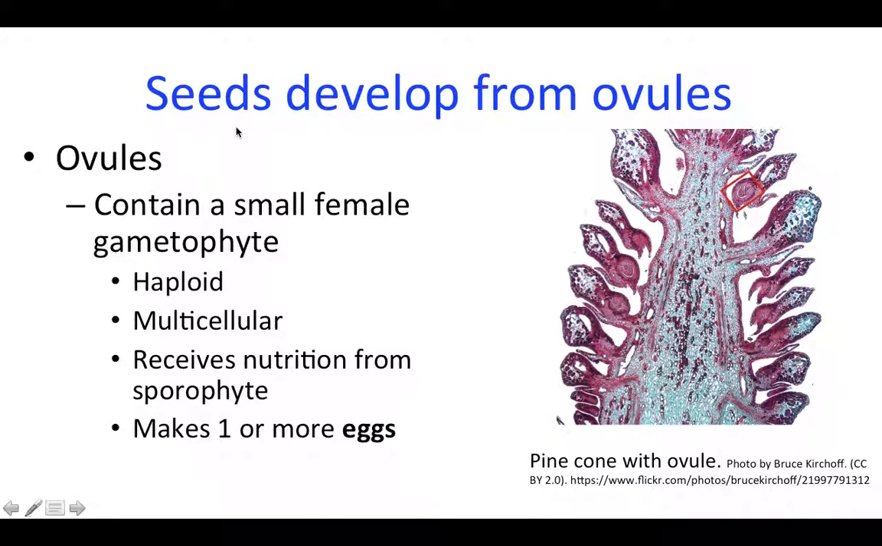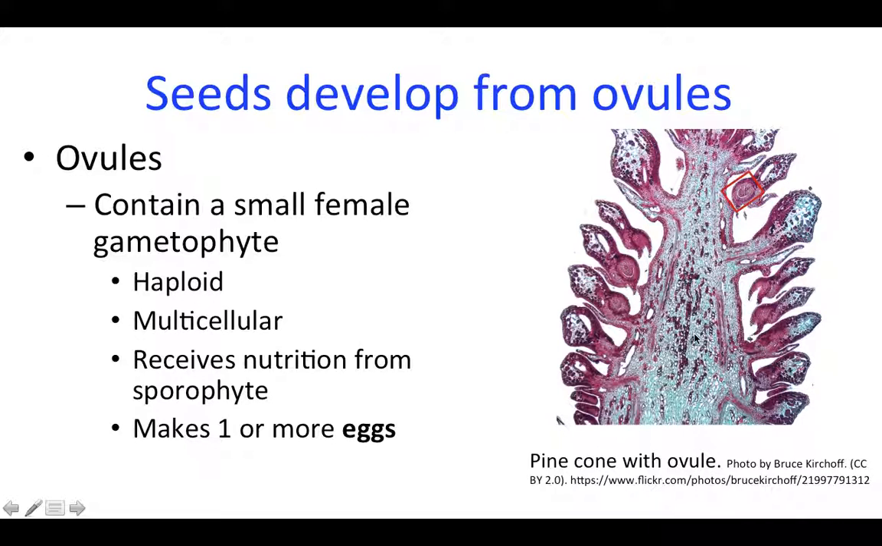So let's talk a little bit about what seeds are. Seeds develop from ovules, and an ovule contains a small female gametophyte. Remember that a female gametophyte is going to be haploid and multicellular. Remember too that in the case of ovules, the nutrition for this gametophyte is going to come from the sporophyte. Finally, remember that gametophytes make eggs. So let's take a look over here and see what this means.